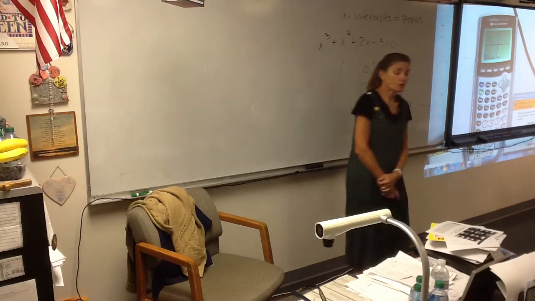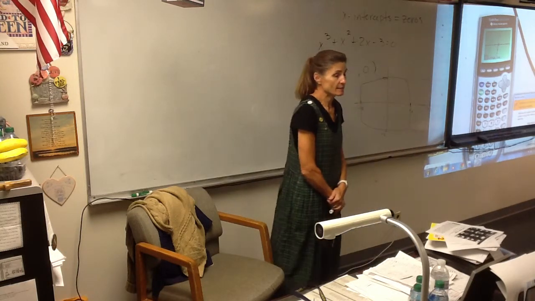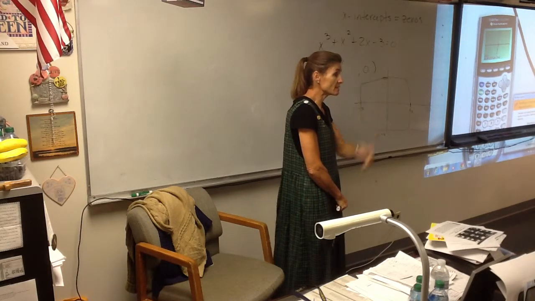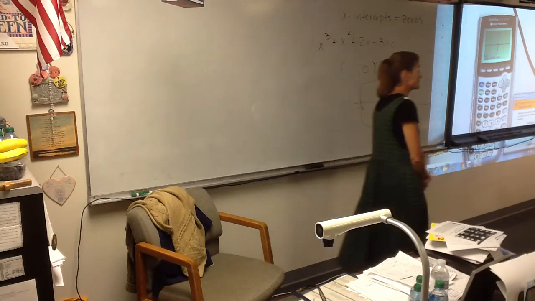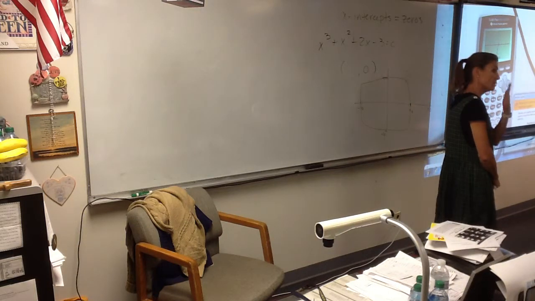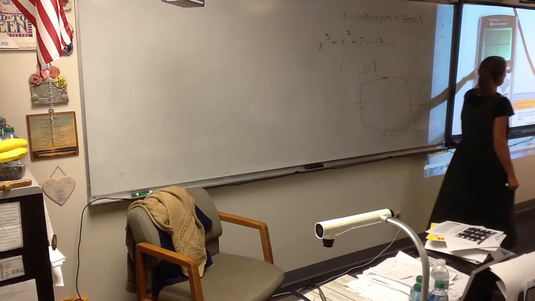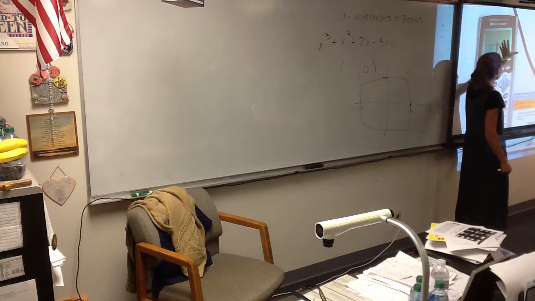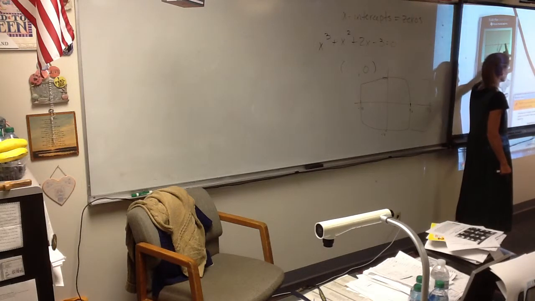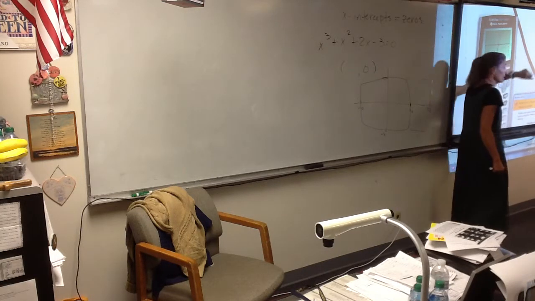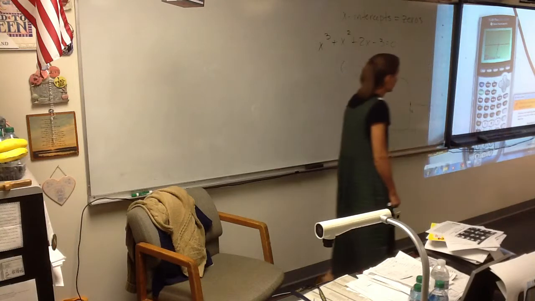Now, if the curve had crossed the x-axis in other places, this one only crossed in one place. If it had crossed in other places, guess what we get to do? The whole process over again around the other point. So if it had crossed over here, we would start all over again with second calc, left bound, right bound, but it would be around this point, or wherever the other point was.